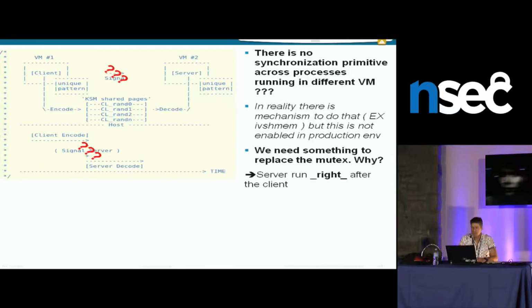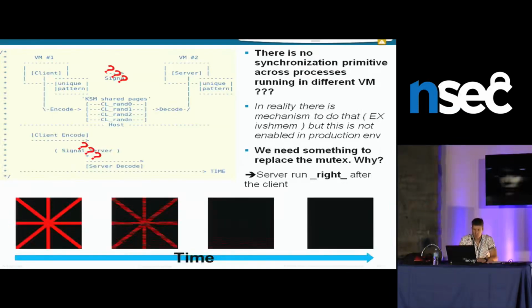Why? Well, we want the server to run right after the client, because if we wait too long, the data that we put in the cache is going to be completely gone. So ideally, we want the client to run and the server to run right after. If we wait too long, gone. All the data is gone.